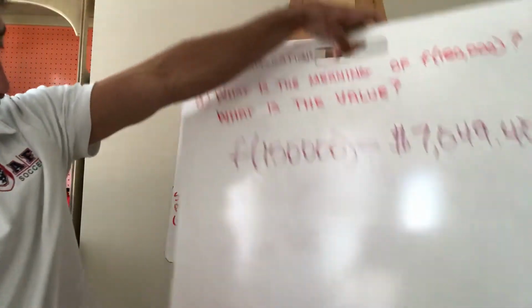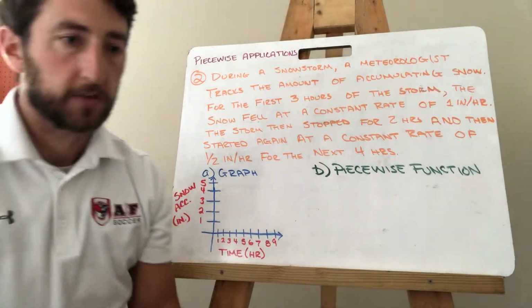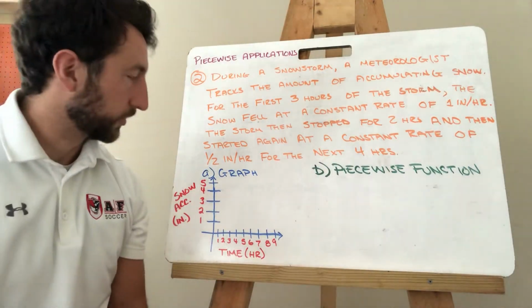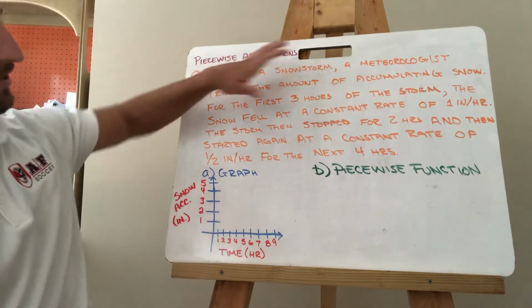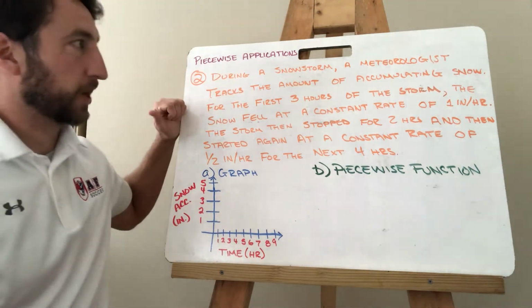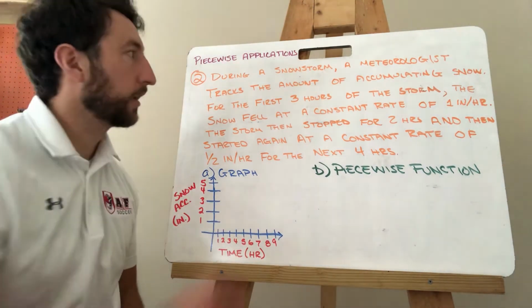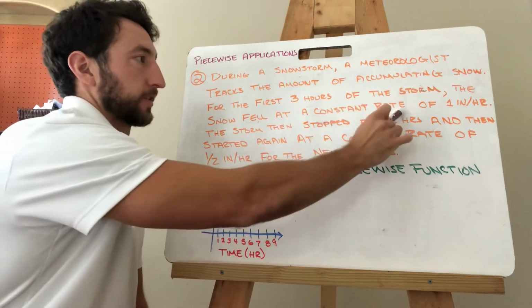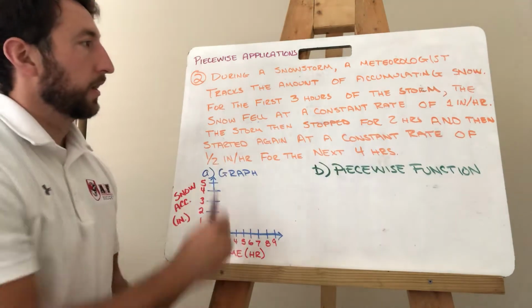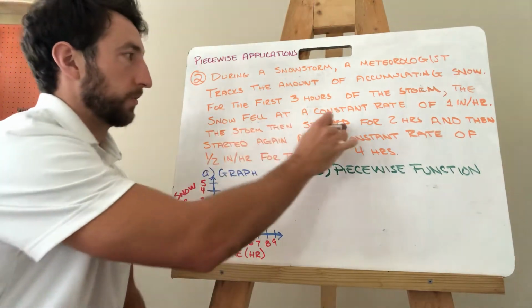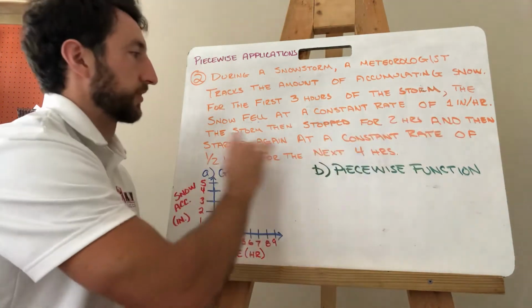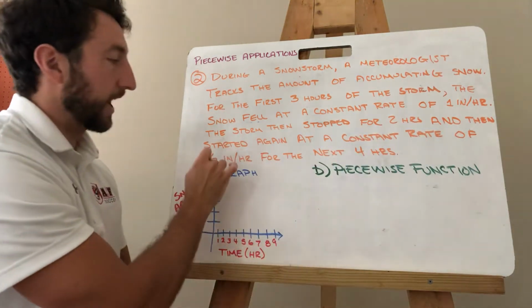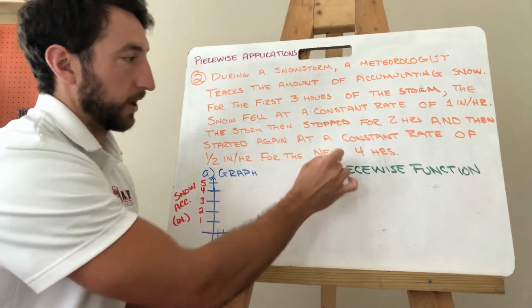We're going to go through one more really quickly. This one has a little bit of a graphing function with it. So we've got a snowstorm. A meteorologist is tracking how much the snow is accumulating. For the first 3 hours of the storm, it's falling at a constant rate of 1 inch per hour. Then the storm has stopped for 2 hours, and then it started again at a constant rate of 0.5 inch per hour for the next 4 hours.